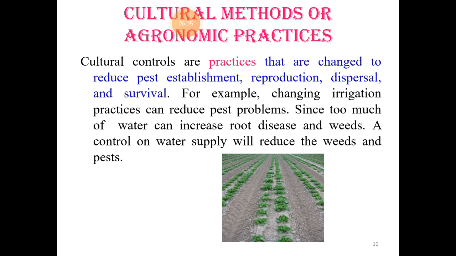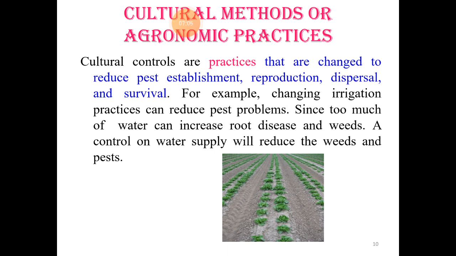The first one to start is cultural methods. It is also called agronomic practices. These methods include various practices that are changed to reduce the pest population by affecting their reproduction or survival conditions. To understand this methodology, we shall see an example.